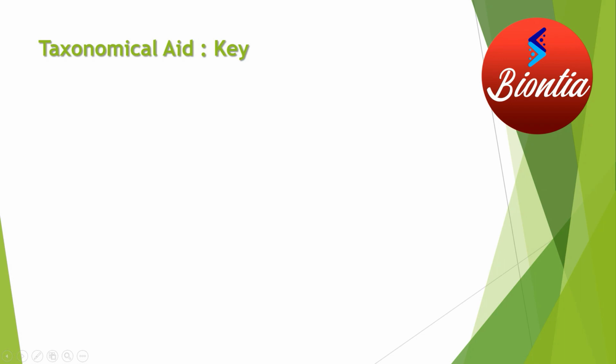That's a catalog. Now let's start the taxonomical aid, that is the key. In NCERT, not so much is given about the taxonomical key, but let's quickly recall the points given about it. Then I will explain it with the help of a diagram. So let's start the point-wise description of the key.